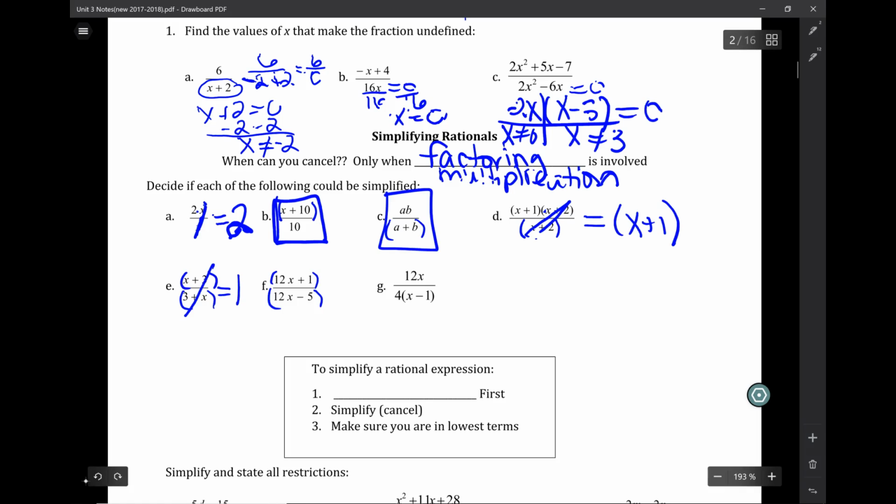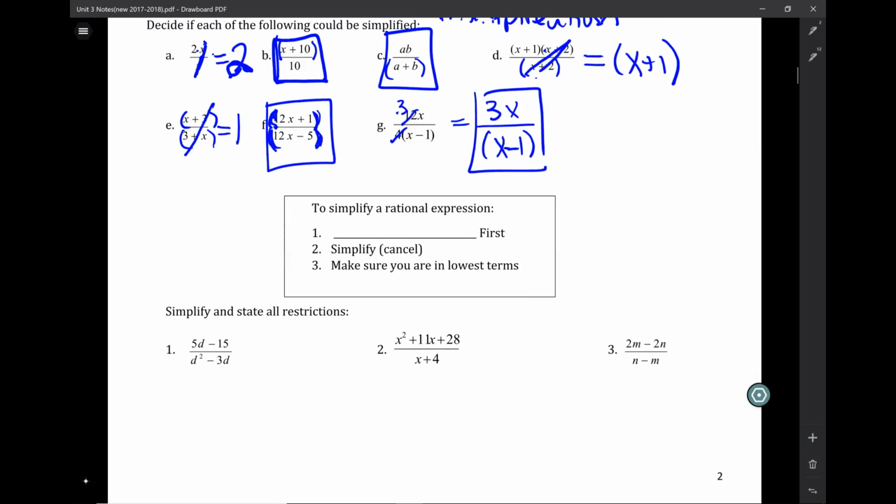In letter F, you're going to be tempted to cross out the 12x's, but I hope the fact that you put parentheses around these factors means you cannot simplify them unless they are absolutely identical. And 12x plus 1 is not the same as 12x minus 5, so that's as far as you can go. Lastly, letter G, I have this 4 factored out as a GCF in the denominator, so 4 goes into 12 3 times. And that is as factored and as simplified as we can possibly go.